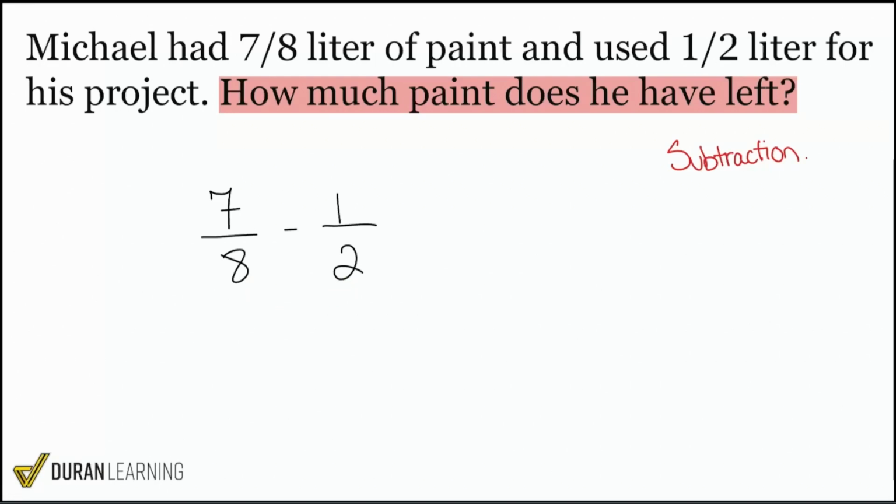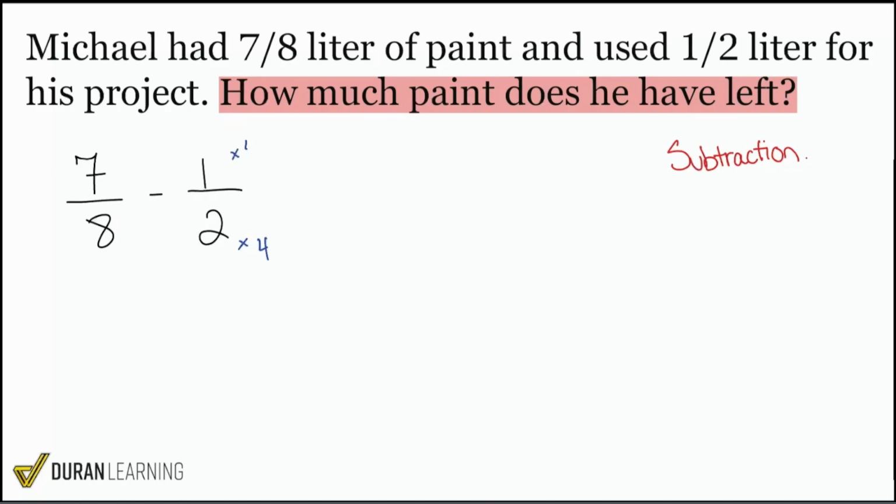So let me actually work on it like that, and I'll work on it the other way so everybody sees both ways. So here we go. I'll go ahead and modify the 1/2 here, multiply the bottom and the top by 4. Because once I do that, guess what? We have the 8 that we're looking for. So we have 7/8 minus 4/8, because again, 1 times 4 is 4. 2 times 4, that's going to give us 8 right here.